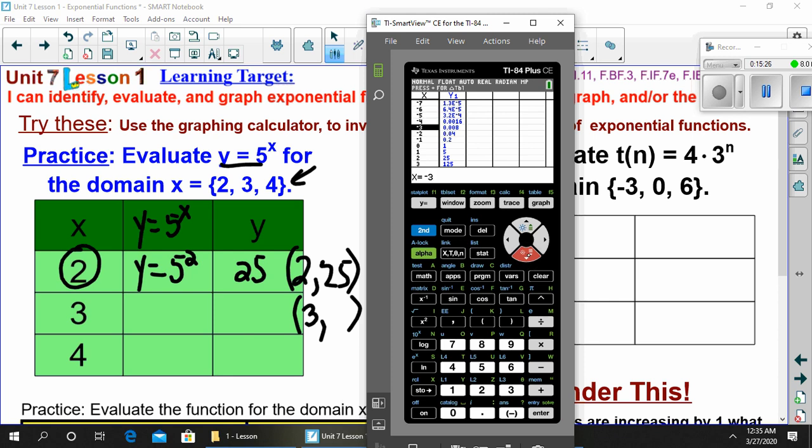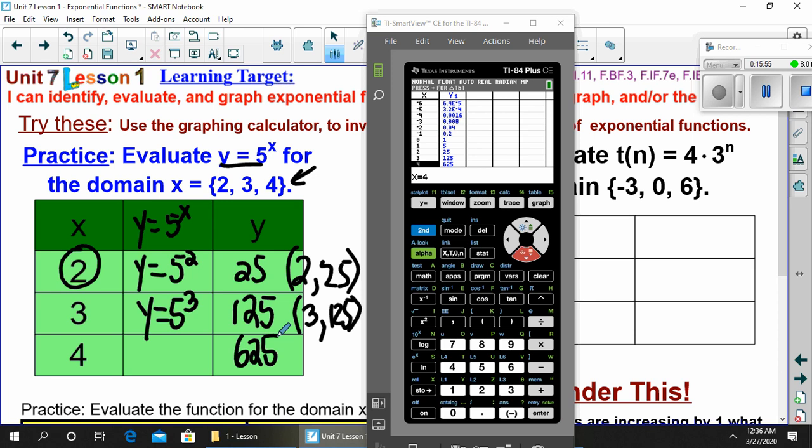So I'm going to go down to 2. It's 25. The y is 25. Then I go down to 3. And what's the y? It's 125. So y equals 5 to the third power, and this is 125. And then I'm going to go to 4, and I know it's 625.